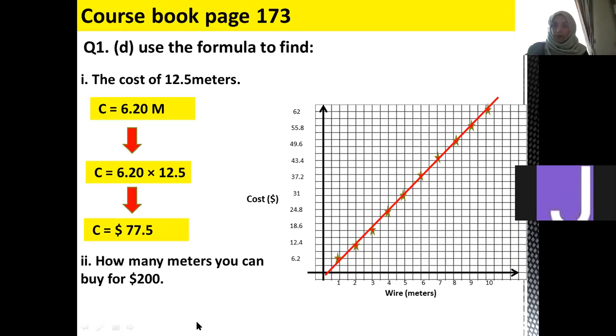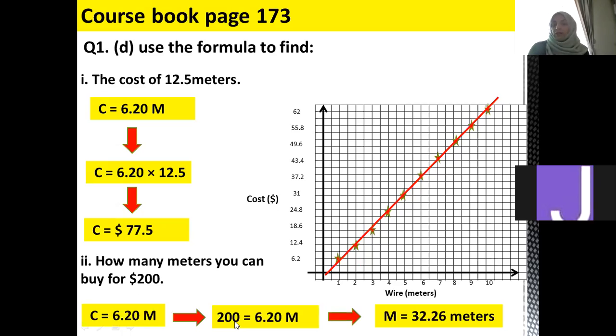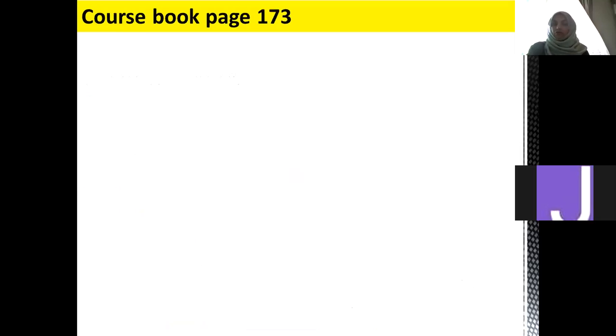Teacher, it's 200 divided by 6.2 equals 32.258, and I just rounded to 32.26. That's right, Jawad. Excellent. Okay, so we have the total cost. Substitute in the formula. Divide both sides by 6.2. And here we are, we just found the number of meters. Excellent, Jawad. Great job.